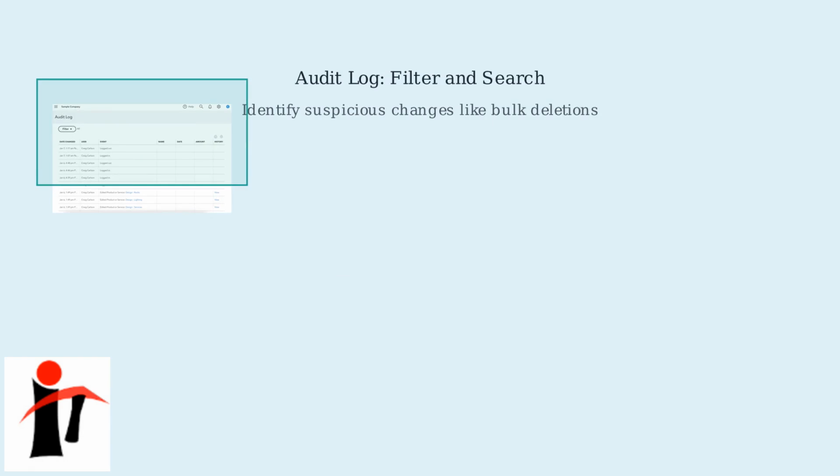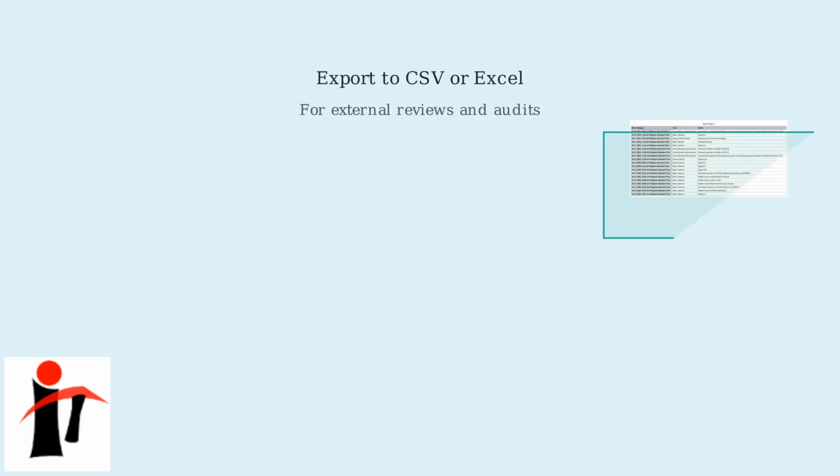The audit log in QuickBooks Online allows you to filter and search for specific activities, making it straightforward to spot potentially suspicious changes, such as bulk deletions that could indicate errors or unauthorized access. You can export the audit log to CSV or Excel formats for detailed external reviews by auditors or compliance teams, ensuring thorough examination of all financial record changes.